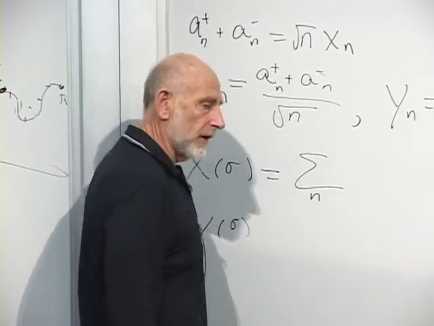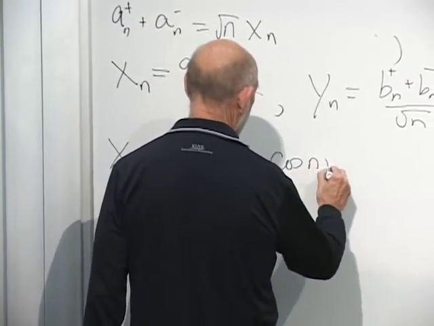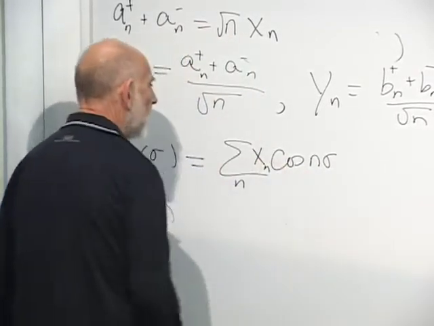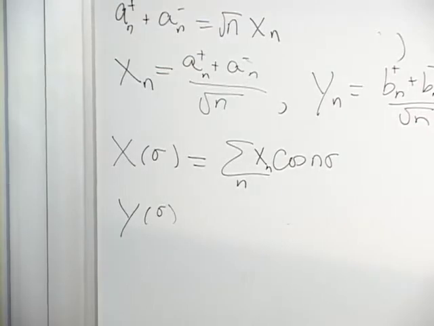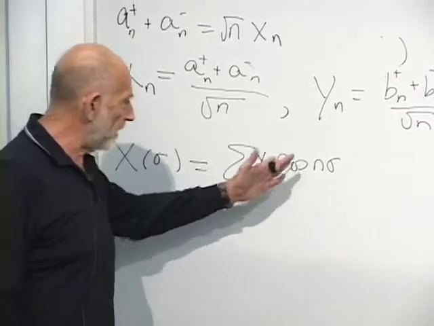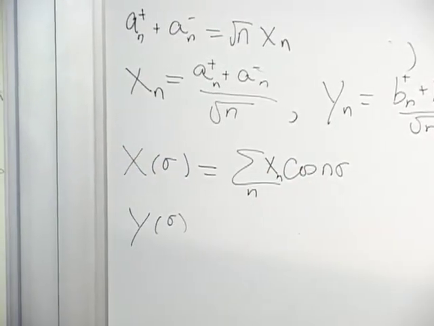right, that this is the sum over n of cosine of n sigma times, let's call it x sub n. And what is x sub n? X sub n is simply the Fourier coefficient of the nth cosine wave in the Fourier expansion of x. And likewise with y.